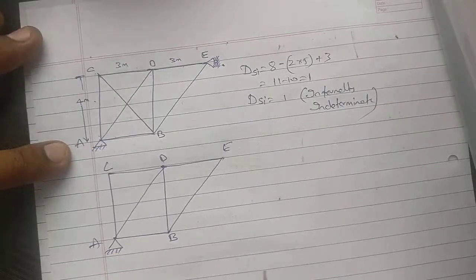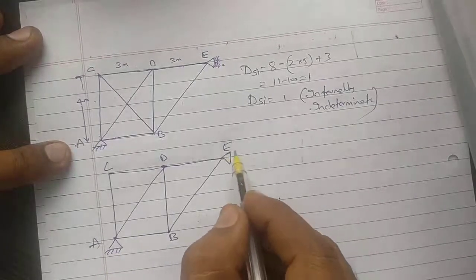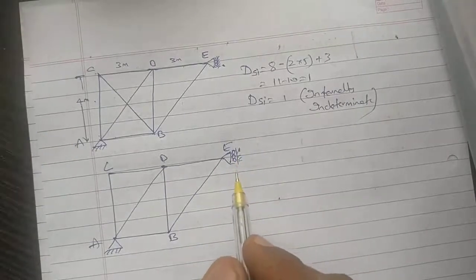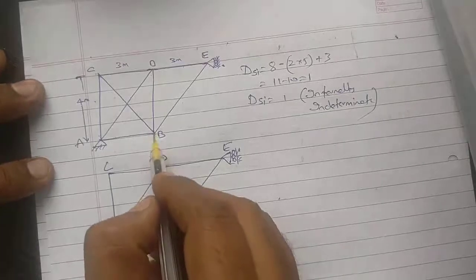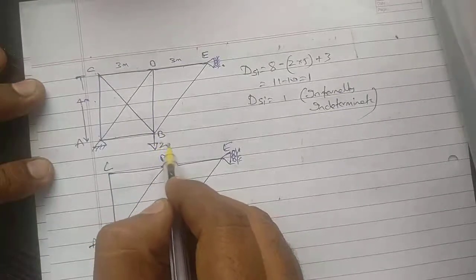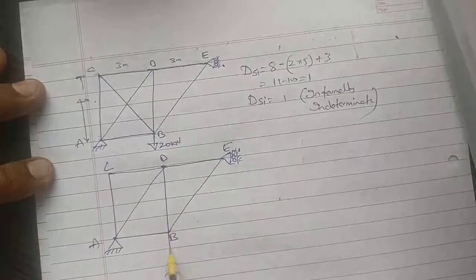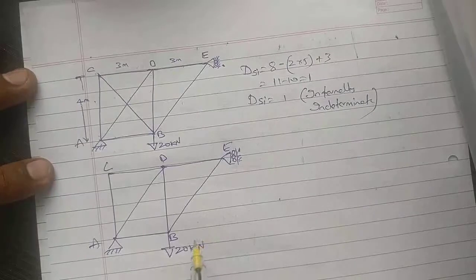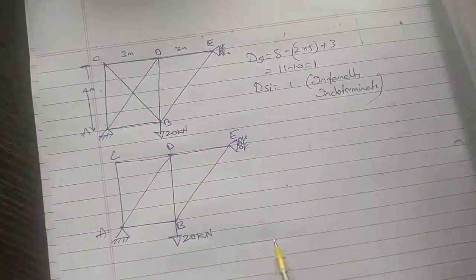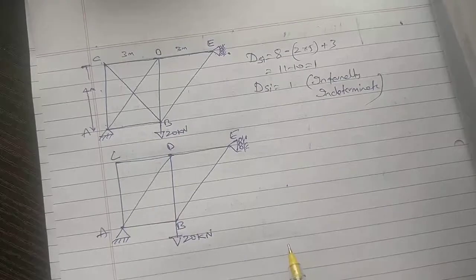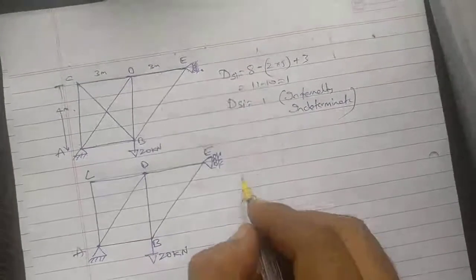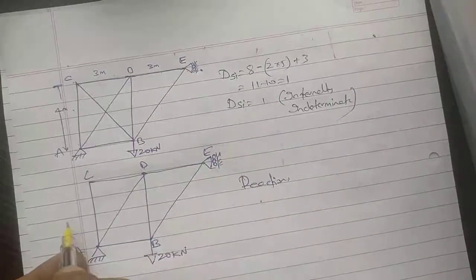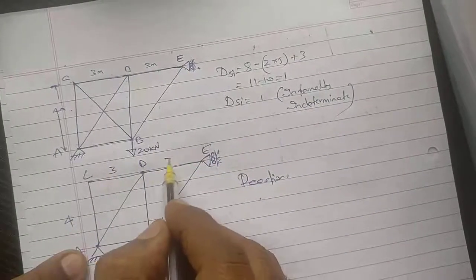Same procedure you have to follow. Here the external force given is 20 kilonewton. Because of 20 kilonewton, we have to find out all the forces in the members. So we will find reactions. This is 4 meter, this is 3 meters, this is 3 meter.